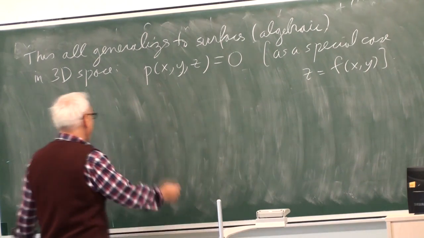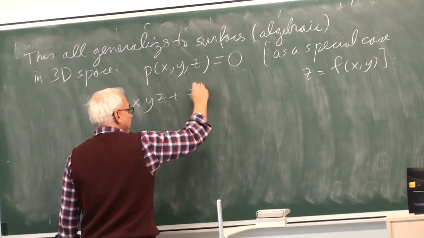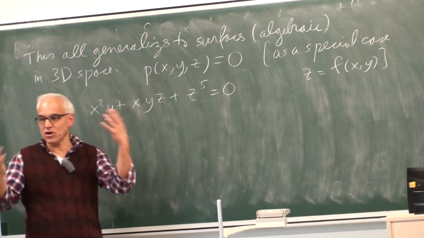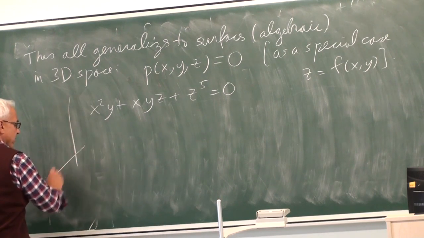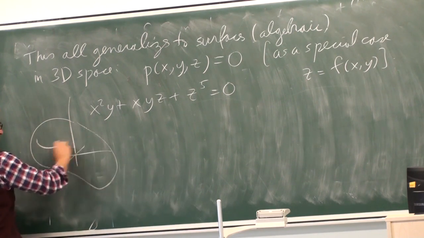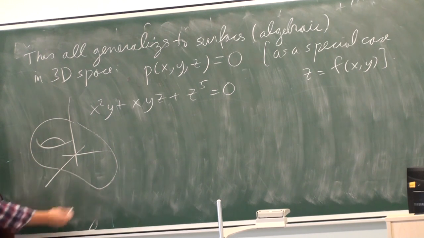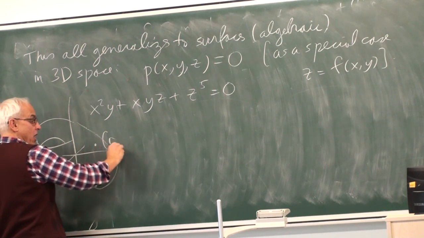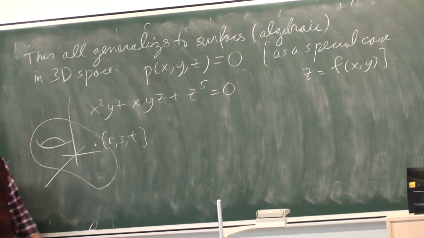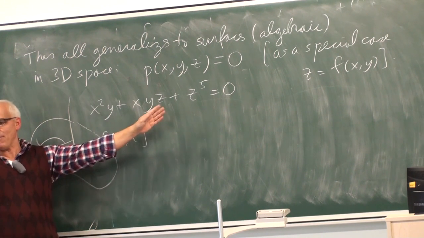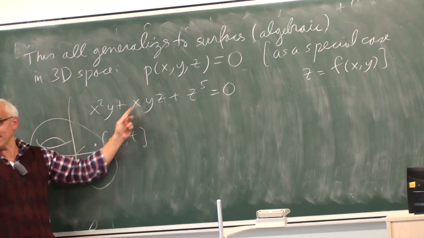Okay, so you can just write down any polynomial in x, y, and z: x squared y plus xyz plus z to the fifth equals 0. That's going to be some surface in three-dimensional space. And to analyze that surface, well, who knows what it looks like? I'll just draw it like this. It won't be like this, but let's just say it's some surface in space. To analyze that surface, we would pick a point on it, say R, S, and T. And at that point, we would go through exactly the same motions that we've been doing, but with x's and r's paired, y's and s's, and z's and t's paired.